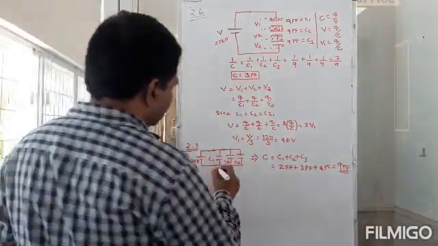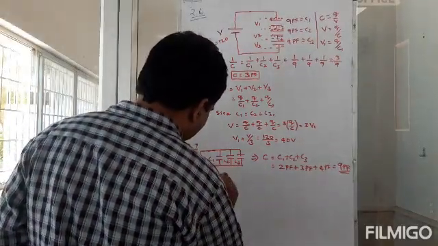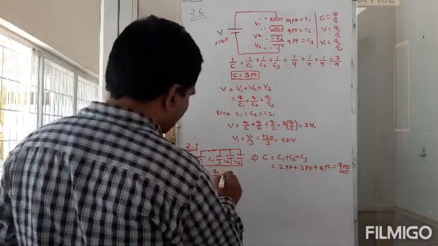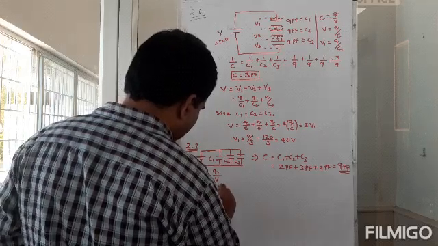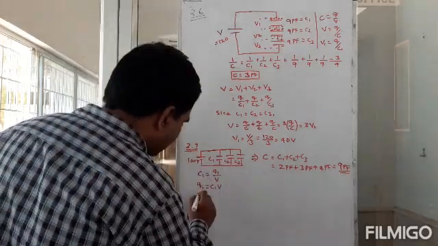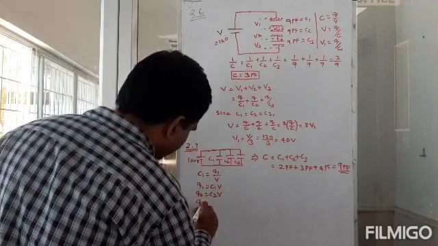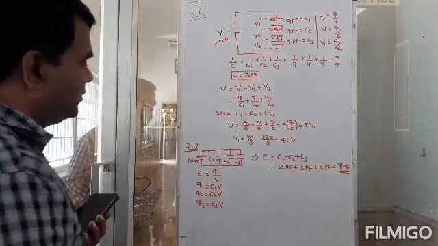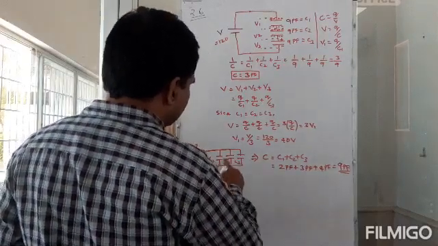Okay. So C1 we know, right? What is C1? C1 is equal to Q1 by V. So what do you need? I need only Q1, right? So Q1 is equal to C1 into V. Likewise, Q2 will be equal to C2 into V, and Q3 will be equal to C3 into V. As simple as that.